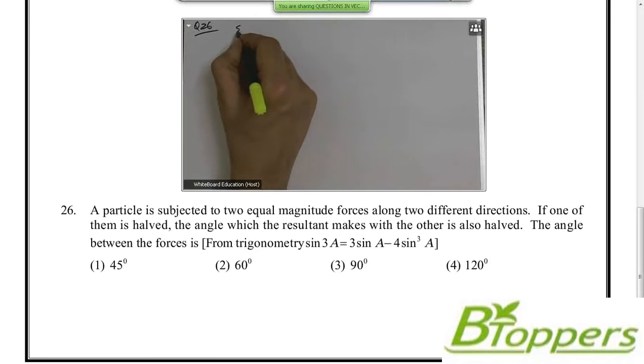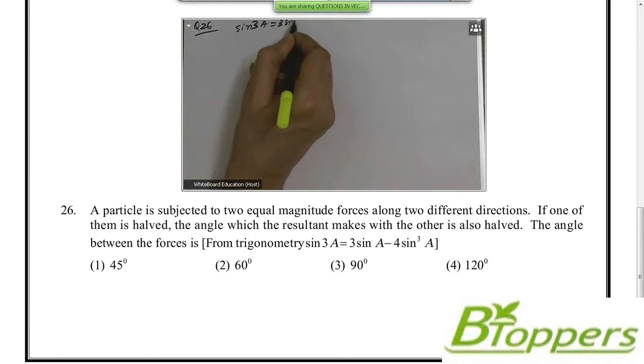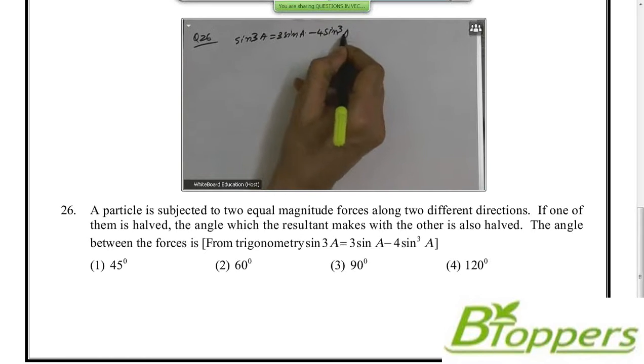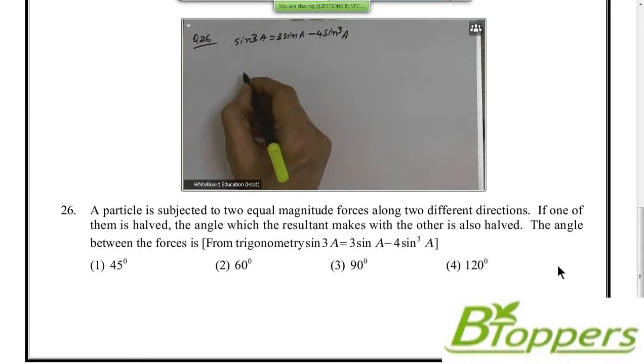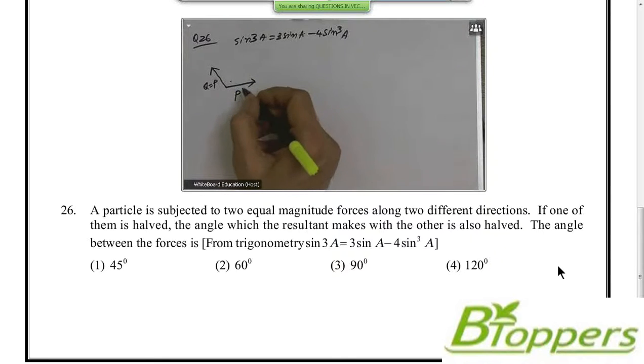You can use the trigonometric relation sin 3A equals 3 sin A minus 4 sin cube A. Here it is given that they have the same magnitude. Let P denote the magnitude of each force in the first case. One of them is halved, and the angle the resultant makes with the other is also halved. So in the first case, let P and Q denote the magnitudes of the two forces, Q equal to P.